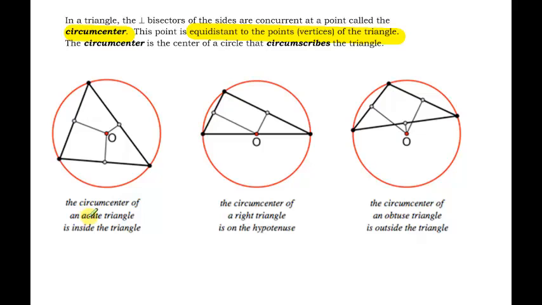If that circumcenter is in an acute triangle, then it's going to be inside the triangle. If it happens to be a right triangle, then it's going to lie on the hypotenuse. And last, if it's an obtuse triangle, we're going to find the center outside of our triangle. So just something to know.